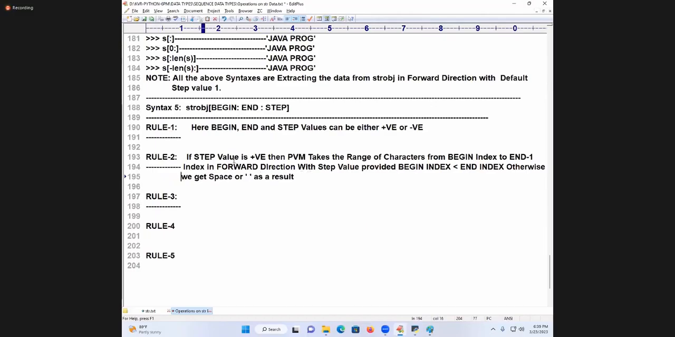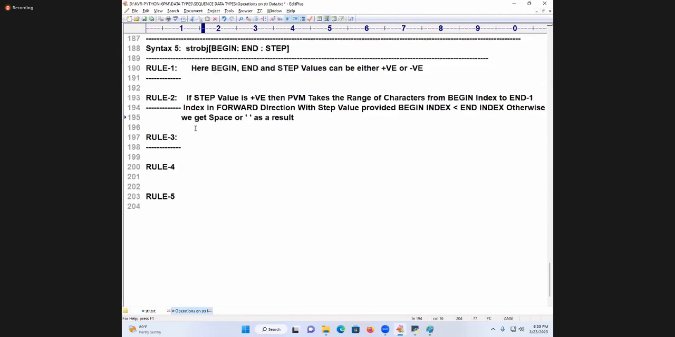Are you okay? Now, please look at that syntax carefully. There is no hurry at all. If a step value is positive, then PVM takes a range of characters from begin index to end minus 1 index, in the forward direction with the step value, provided begin index is less than end index. Otherwise, we get a space as a result.